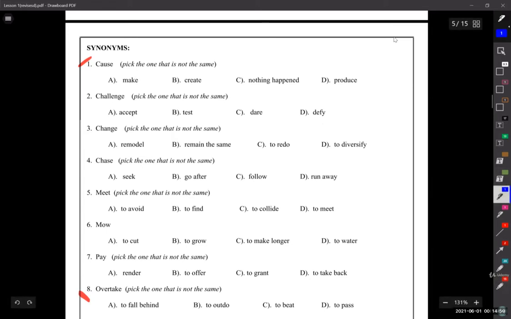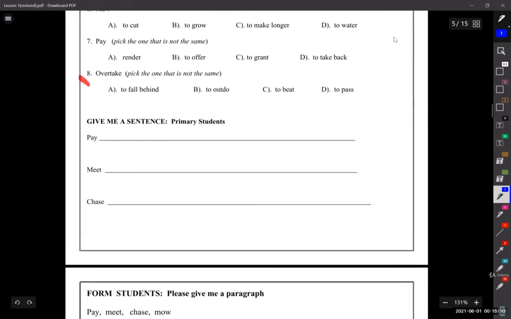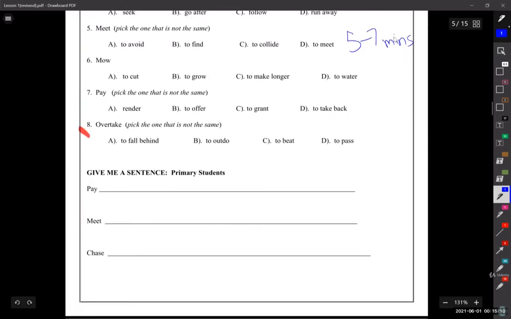For this one, you can give them about 5 to 7 minutes, depending on how quickly they've learned it or how good they are. And then afterwards, we go on to making sentences once again. Now this is to practice their writing.